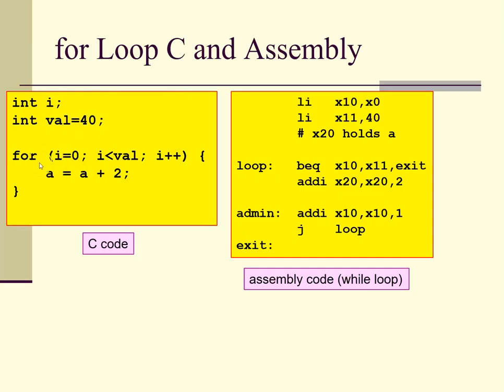The body of the loop is this statement right here. So each time through the loop, it adds 2 to the current value of A. And this could have been written as A plus equals 2.